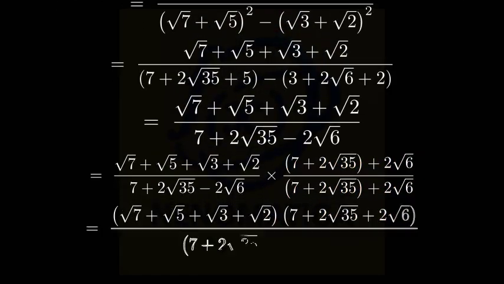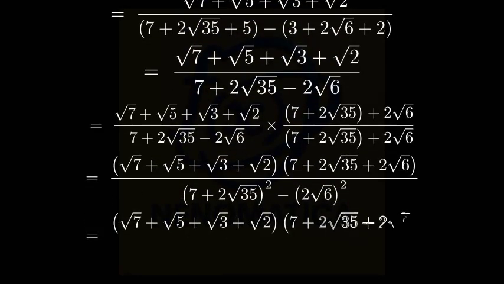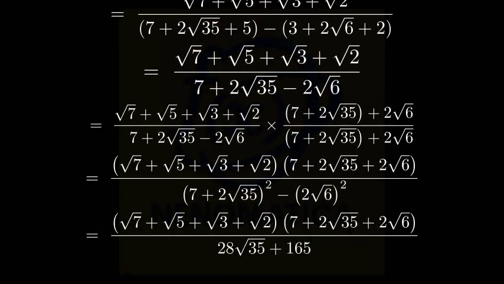Step 6. The denominator is now a difference of squares again, the quantity 7 plus 2 times square root of 35 squared, minus the quantity 2 times square root of 6 squared. Step 7. Compute those squares. The first square gives 189 plus 28 times square root of 35. The second square is 24. Subtracting yields 28 times square root of 35 plus 165.